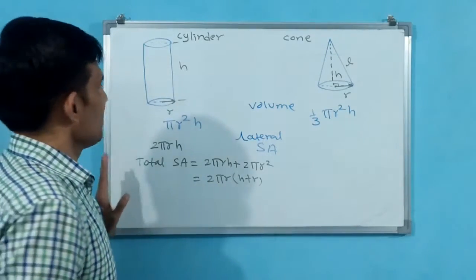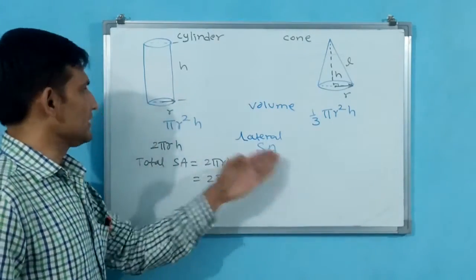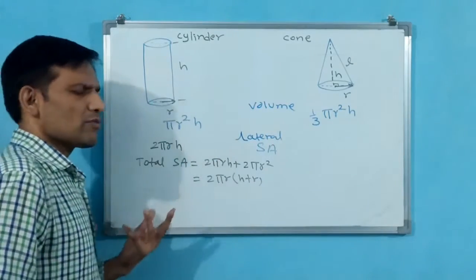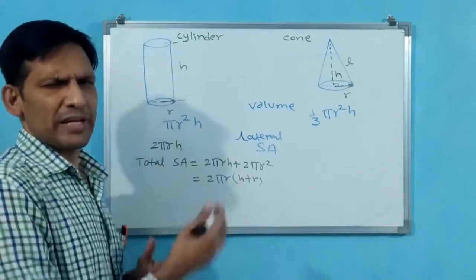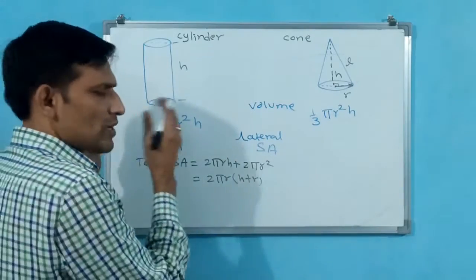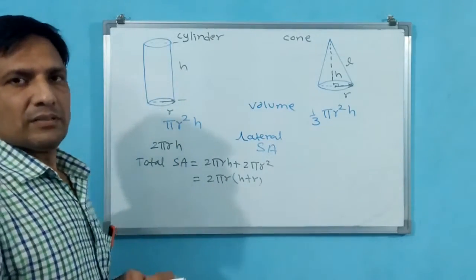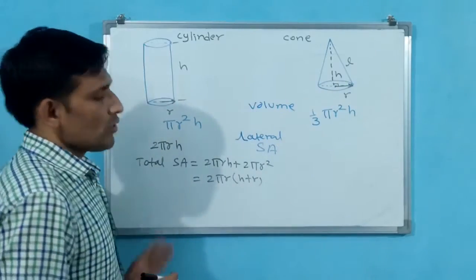Total surface area, how to find? If you know this, automatically lateral surface area, curved surface area, top surface area, bottom surface area, whatever it may be, you are going to calculate easily. You have to understand the concept. Okay, this is the case of the cylinder.